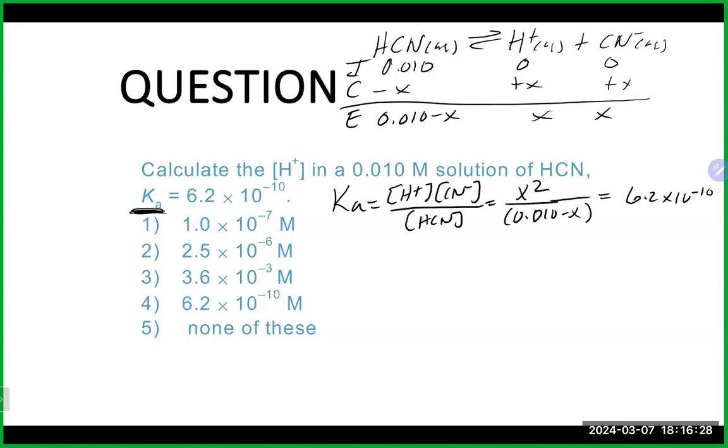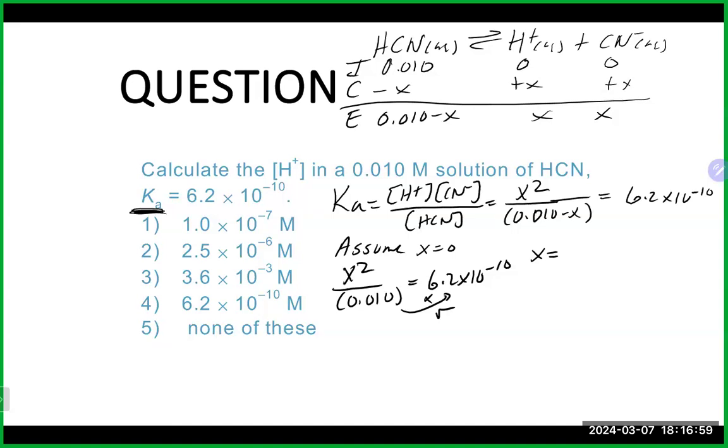That's a fairly significantly small K value there. So I'm going to do my assumption here and hope for a better outcome, that x is equal to zero. And if we do that, that will give us x squared over 0.01 is equal to 6.2 times 10 to the minus 10. Once again, we're going to multiply and then square root. And if I do that, we will end up here with 2.5 times 10 to the minus 6.